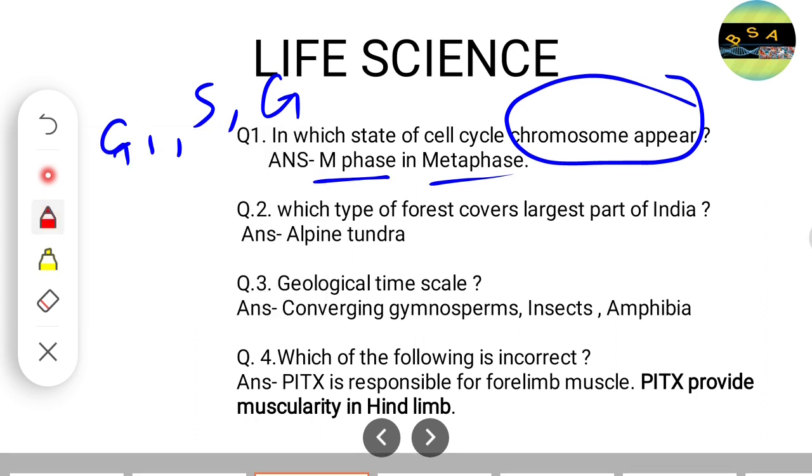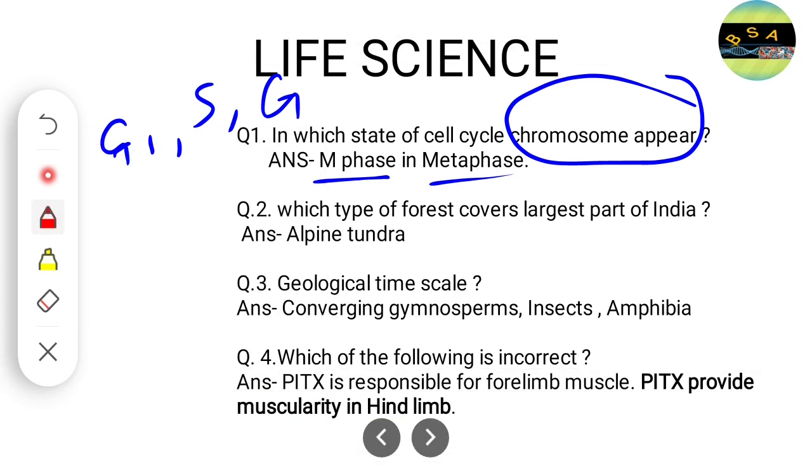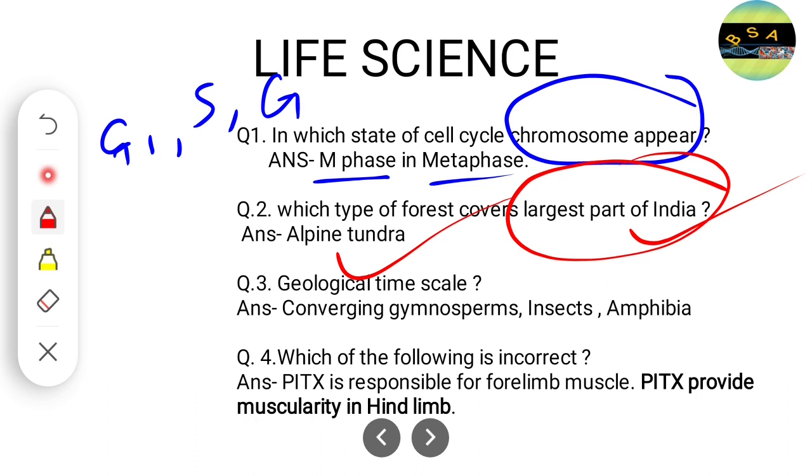Now the second question that we get is, which type of forest covers the largest part of India? I don't remember the proper options, but the correct answer according to me, the forest type covering the largest part of India, will be alpine tundra.